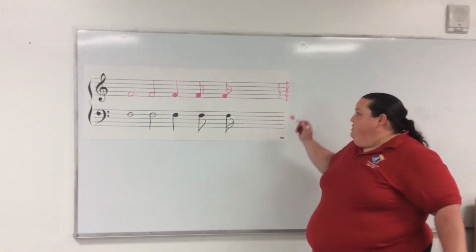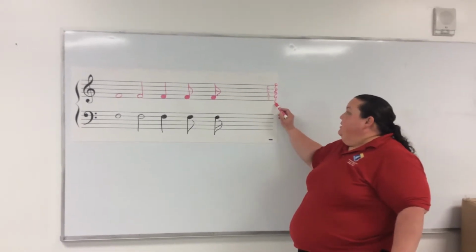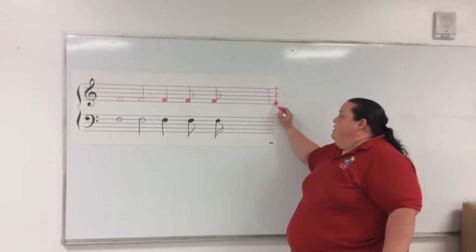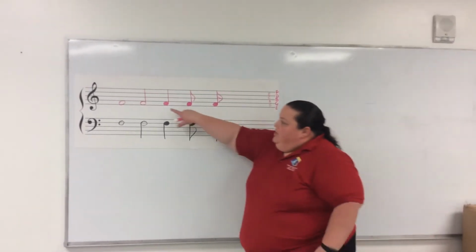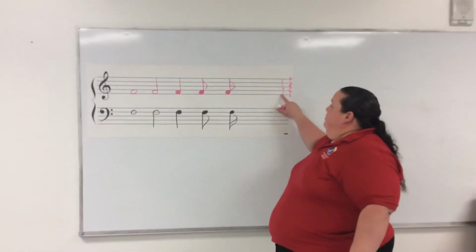We always go from the bottom to the top because here, this note is going to be a little bit lower than this note. And this note is going to be a little bit lower than this note. So it's also pitch direction. So all of these notes are on the F space right here.